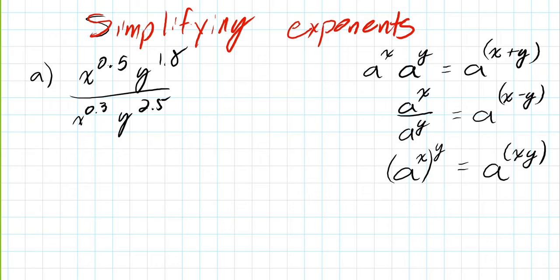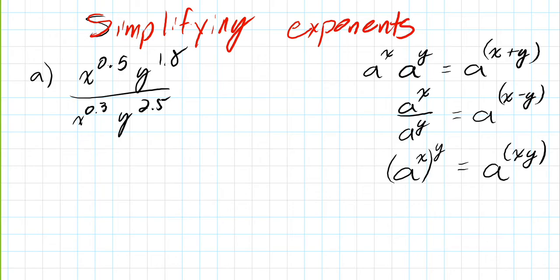A to the 0 is 1, and if it's a negative exponent, do you know to invert it? Is that something you're aware of? Yeah, I just make the reciprocal of it. Perfect. So these are the major ones when it comes to simplifying.